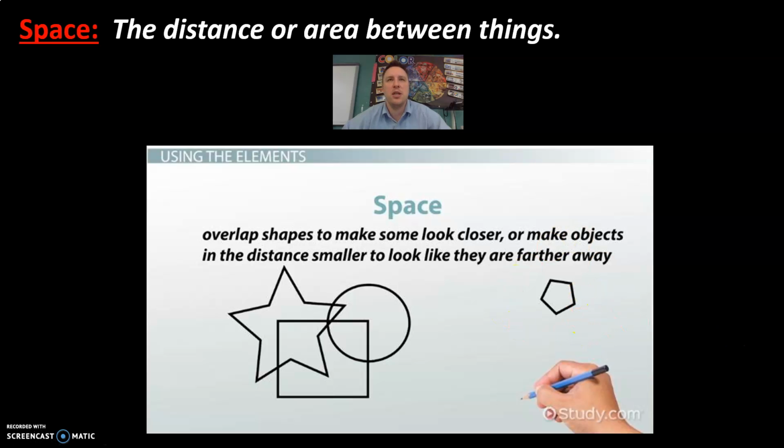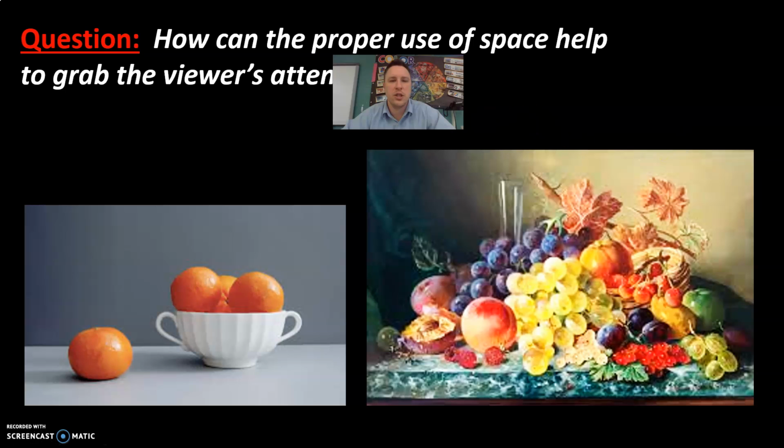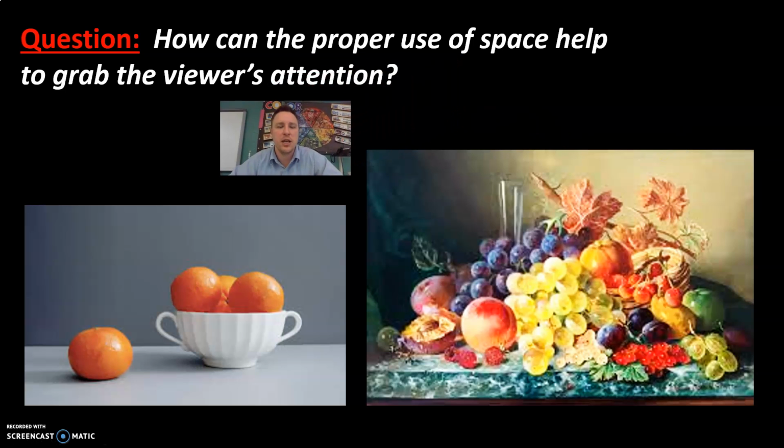So space can be looked at from two perspectives, where you can fill the space of your paper, which is essential for any artwork, to fill the space to make sure there's enough going on to grab the viewer's attention, and secondly, the distance between each object, which basically leads us to the second question for today's entrance ticket, which is, how can the proper use of space help grab the viewer's attention?